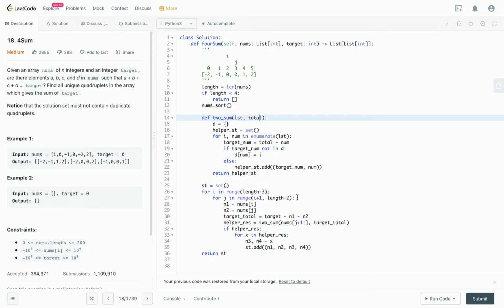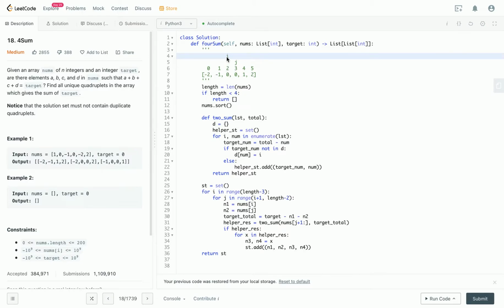Okay, so how do we convert a foursum into twosum? That's actually easy. It's just 2 for loops, right? So for i in range length minus 3, for j in range i plus 1 to length minus 2. What that means is that i is the index of my first number. I have 4 numbers, a, b, c, d, right? So i is my a number, or the first number. So i can go to here at most, index 2 at most.